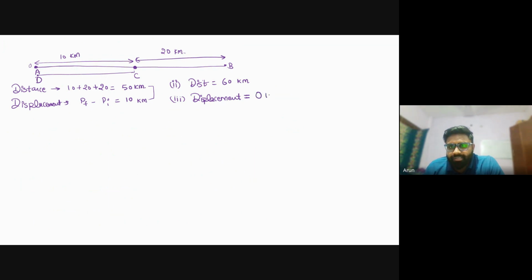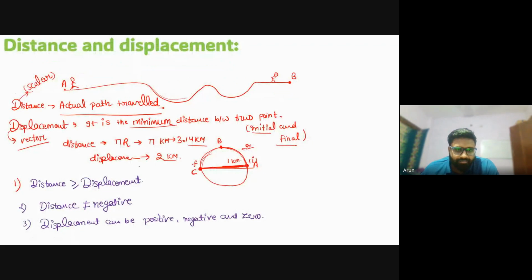It is 0 kilometer because the final and initial position is the same. So there is no movement. No movement means no distance covered, no minimum distance, which means 0 kilometer. Okay. Now, remember these facts. This is very important. This is very important.